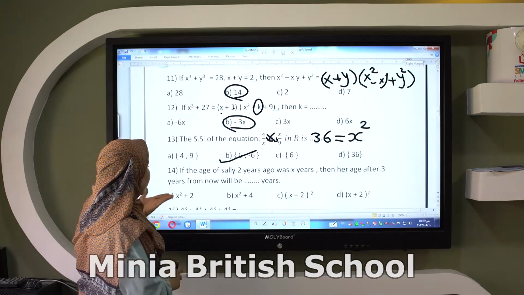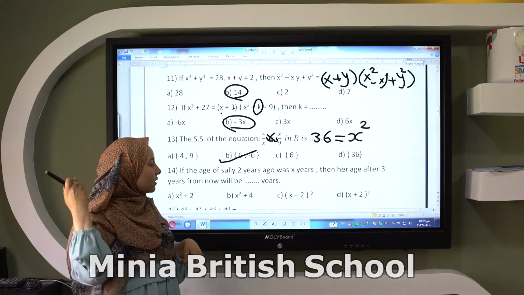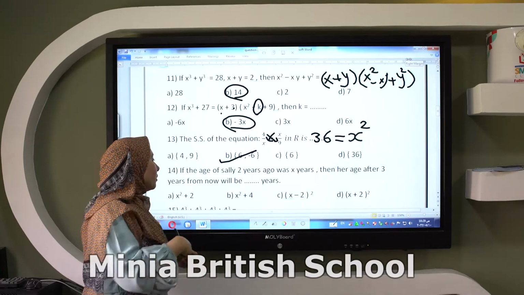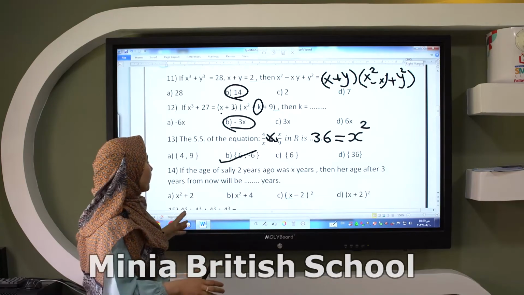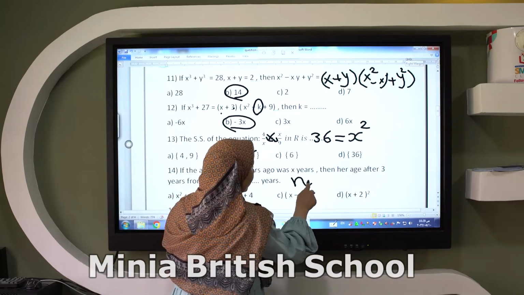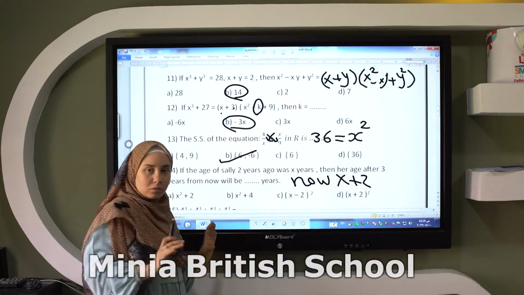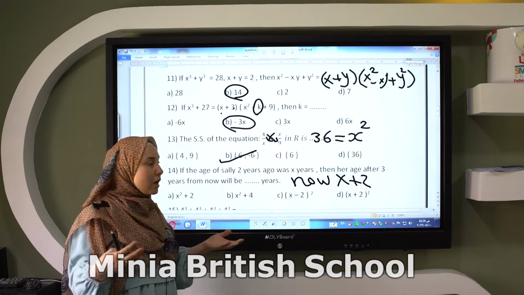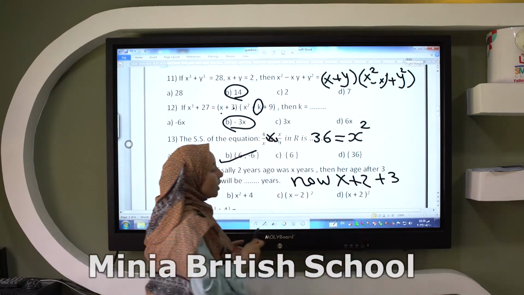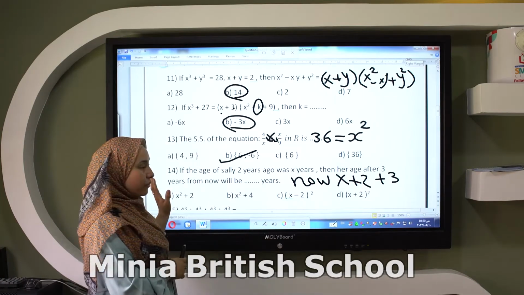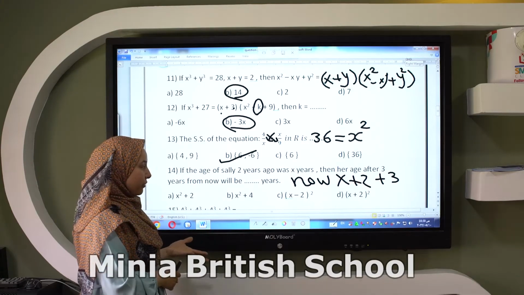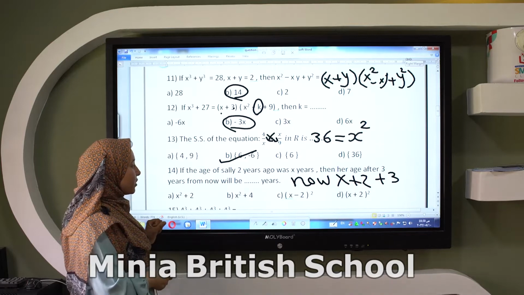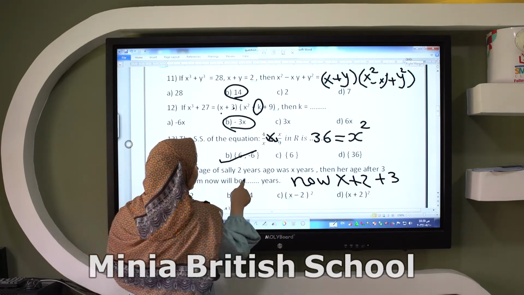The next one, if the age of Sally 2 years ago was x years, then her age after 3 years from now will be what? Now Sally's age now equals x plus 2, because from 2 years ago her age equaled x years. Then I will add plus 3 because I need to find her age after 3 years from now. So the answer is x plus 5. Okay, the answer here is x plus 5.